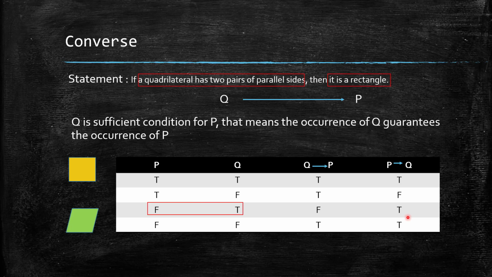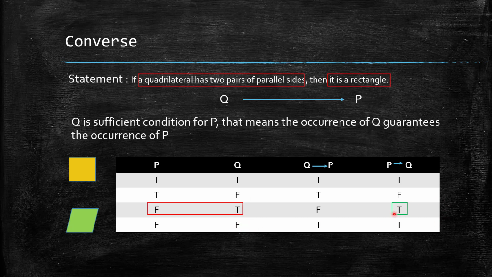So currently we are facing this particular situation where my Q is true, because a quadrilateral has two pairs of parallel sides, even for this square and this rhombus. Both have two pairs of parallel sides, but it is not a rectangle. That's why, whenever we talked about P implies Q, this was true, because when P is not happening, we do not bother about Q, so it can be true or false.